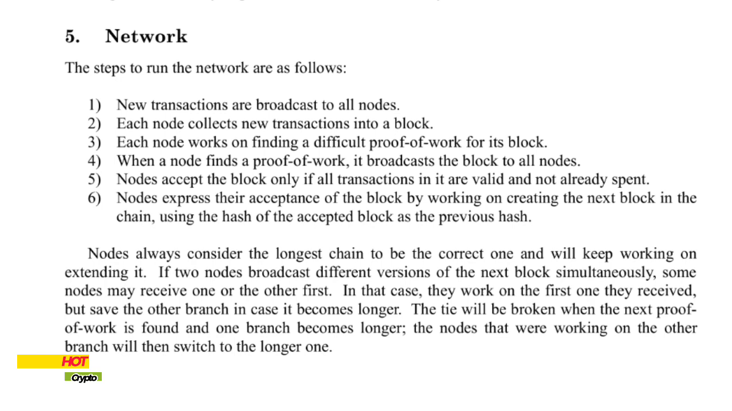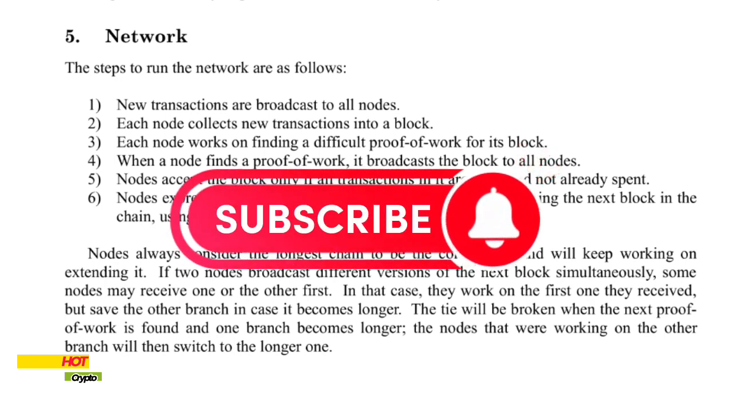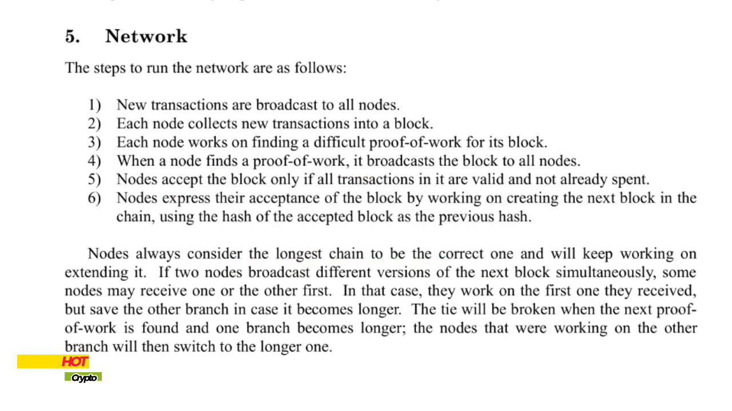If 2 nodes broadcast different versions of the next block simultaneously, some nodes may receive one or the other first. In that case, they work on the first one they received, but save the other branch in case it becomes longer. The tie will be broken when the next proof of work is found and one branch becomes longer. The nodes that were working on the other branch will then switch to the longer one.